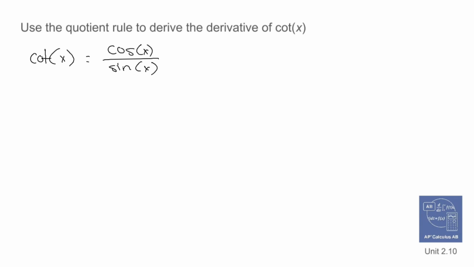And if my job is to find the derivative of that using the quotient rule, then I'm going to label the numerator u and the denominator v, because the quotient rule states that if I take the derivative of u over v, I get u prime v minus v prime u all over v squared.